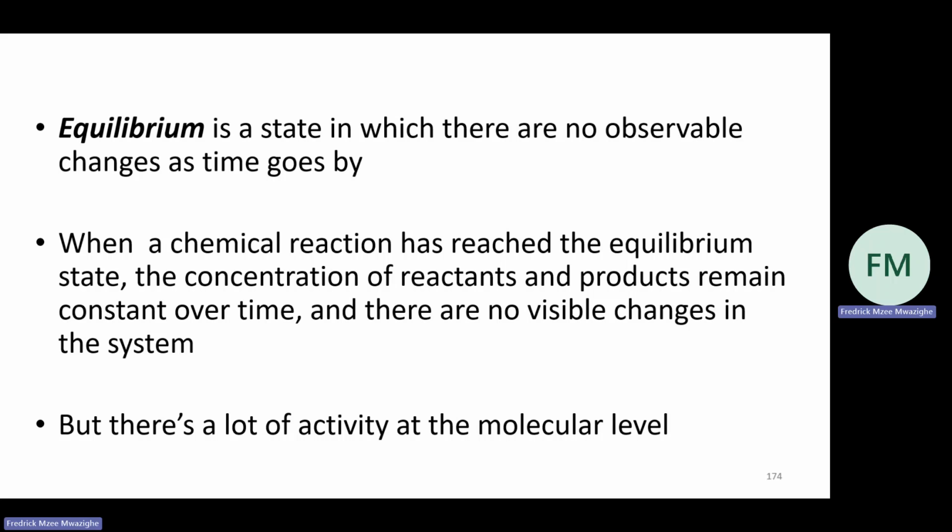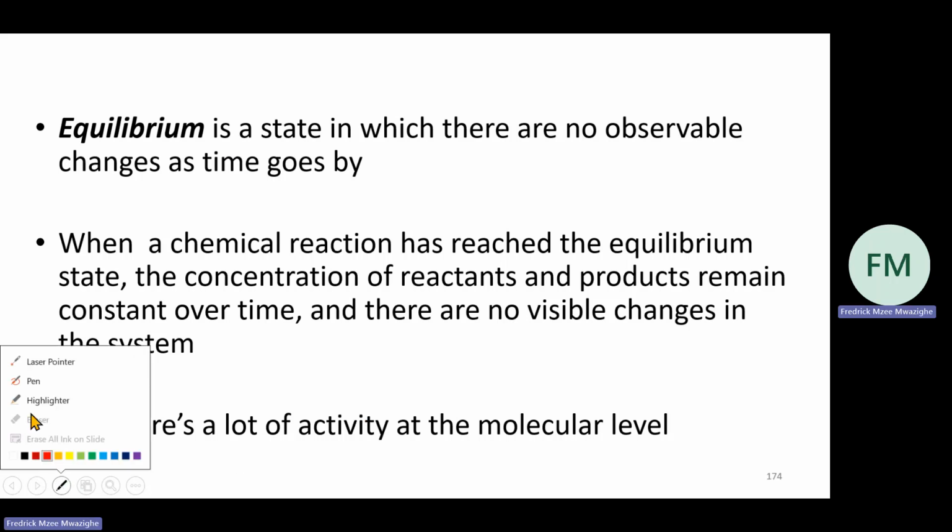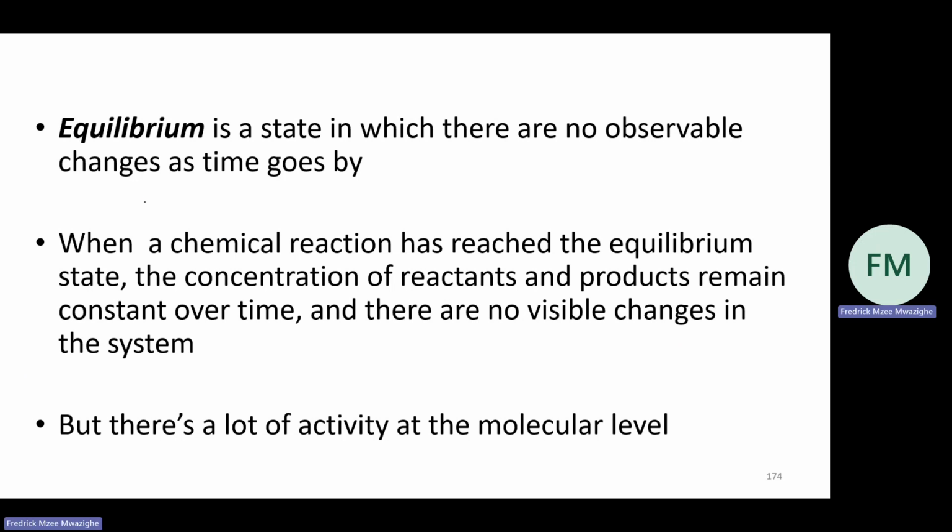a reversible reaction. So when a chemical reaction has reached equilibrium state, the concentration of reactants and products remain constant over time, and there are no visible changes in the system. So a simple example is when you have a reaction where you have, say, A plus B, okay? And these reactants react to give us, say, C plus D, okay?